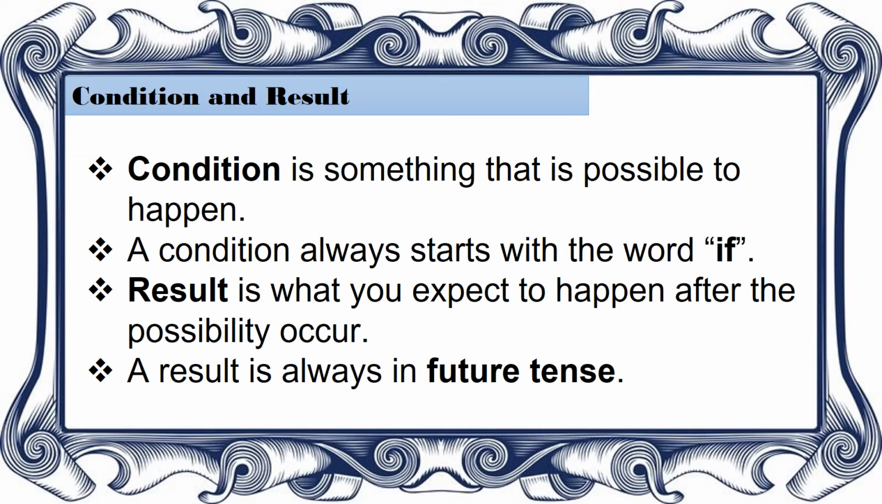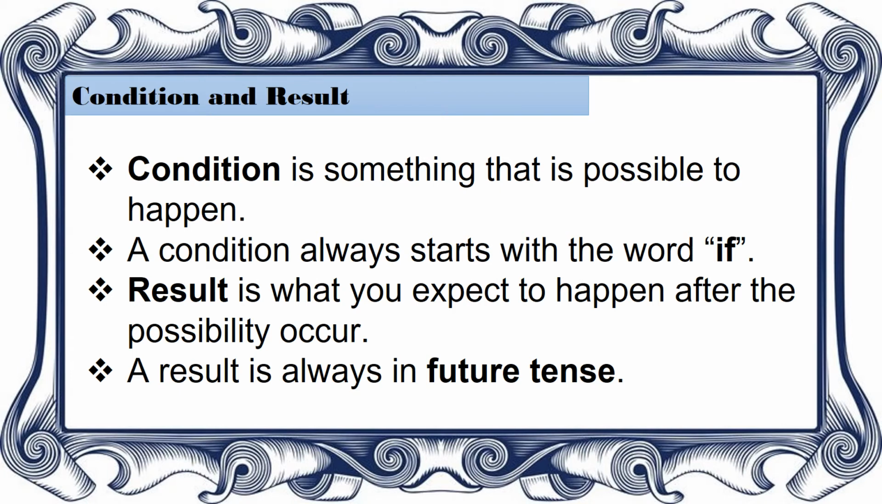The only difference between a prediction and a result is that a prediction statement specifically states a future time indicator while the result doesn't. So that's the only difference between a prediction and the result. So always remember. Now, if you're going to find the condition in the sentence by finding the word if, you can find the result by finding the modal verb will, which emphasizes a future tense.